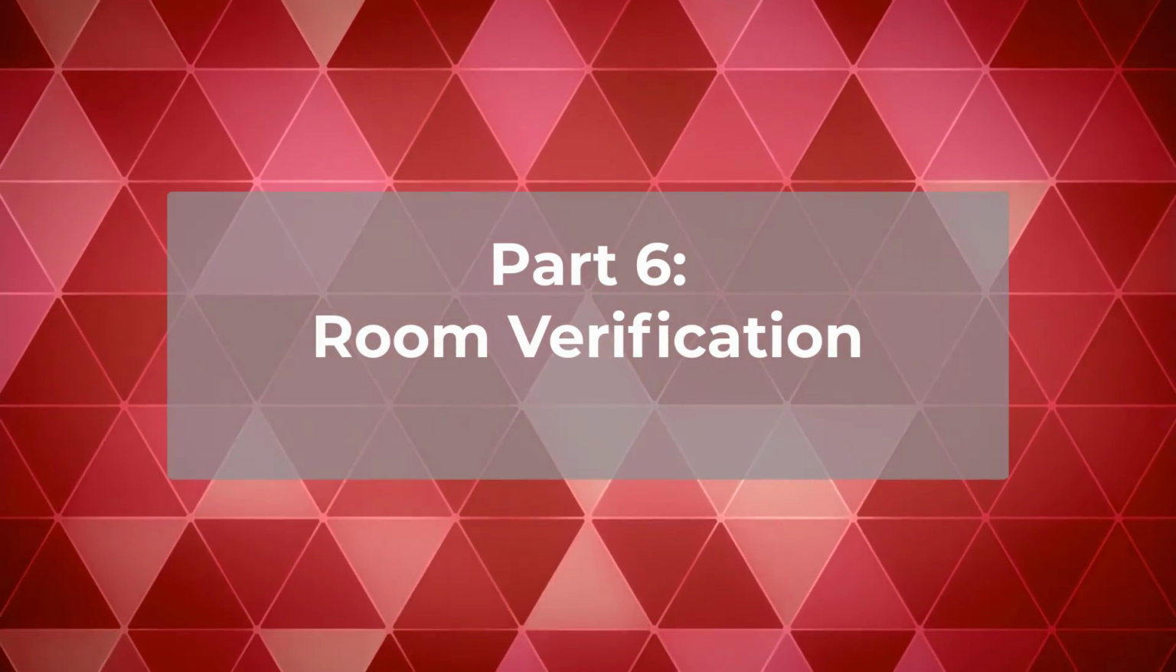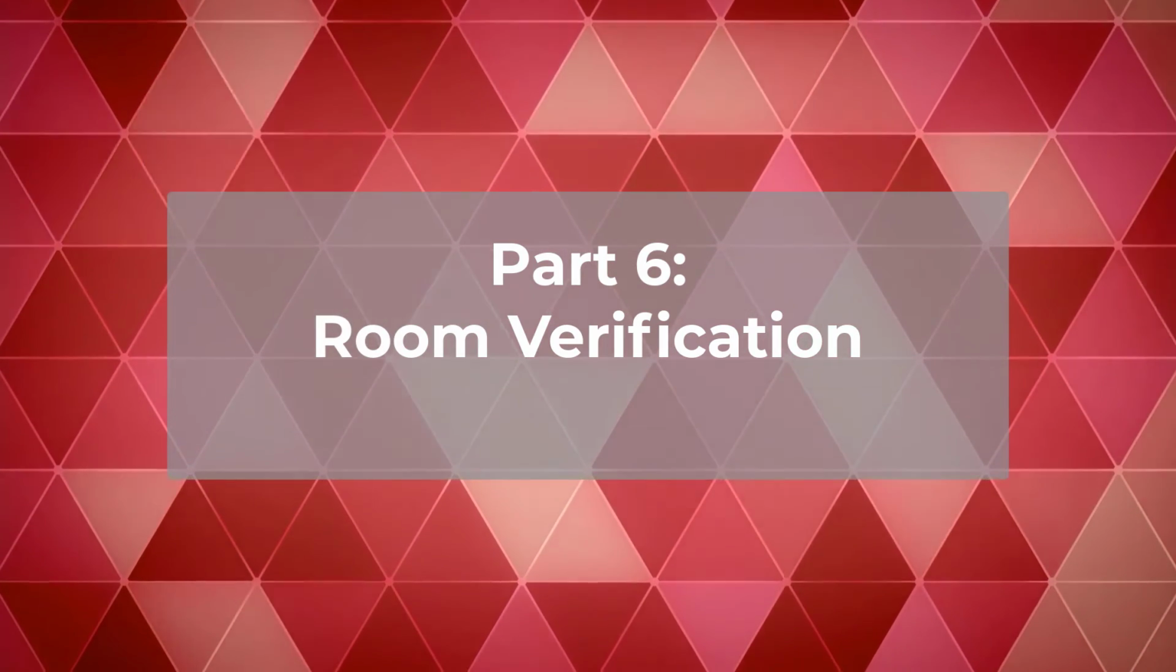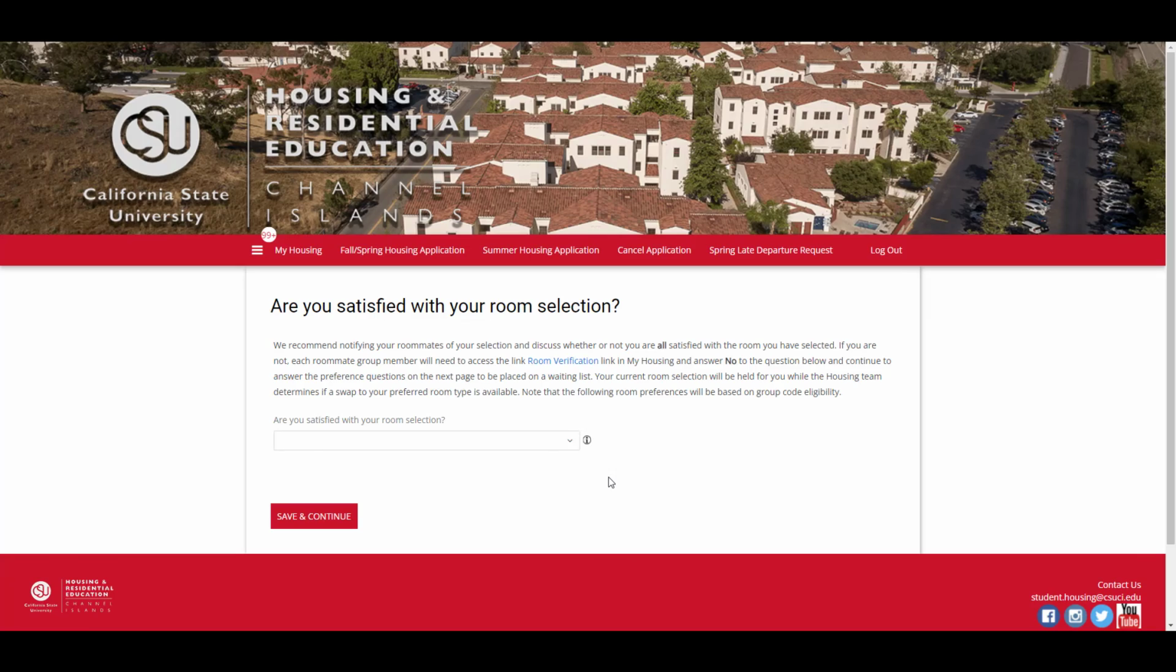Part 6. Room Verification. You will then be presented with a page asking if you are satisfied with your room selection. We recommend notifying your roommates of your selection and discuss whether or not you are all satisfied with the room you have selected. If you are not, each roommate group member will need to access the room verification link in My Housing and answer no to the question below, and continue to answer the room preference questions on the next page to be placed on a waiting list.